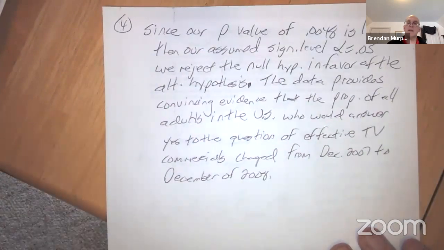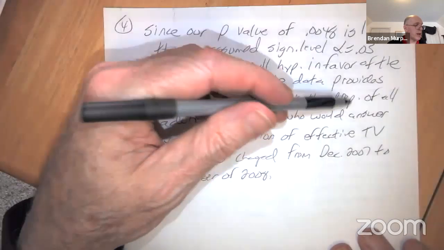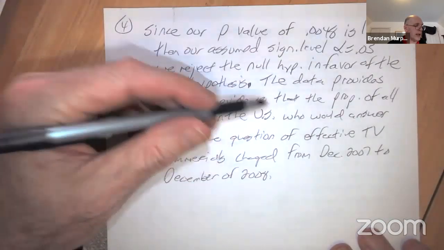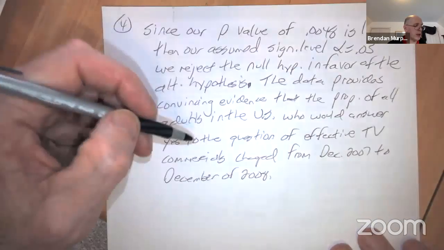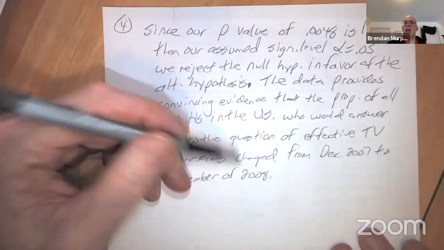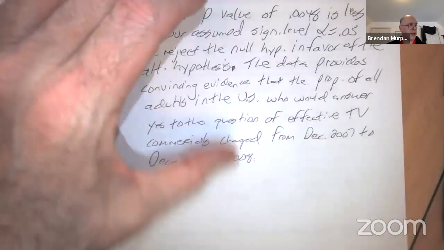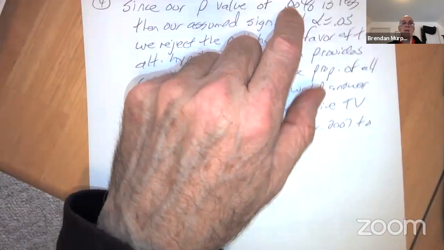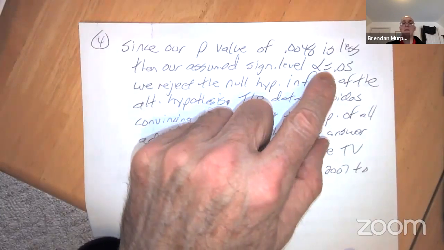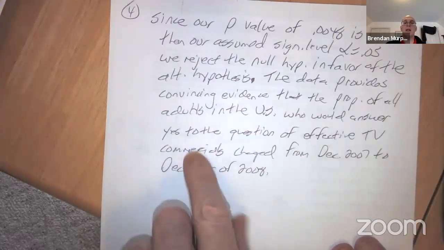But there's no context, and I really have to make a decision as it relates to this problem in that original quote. The data provides convincing evidence that the proportion of all adults in the US who would have said yes to the question of effective TV commercials changed from December 2007 to December of 2008. Again, lots of ways to say that correctly, but I need to get in there my p-value. I need to link that to my significance level. I need to make some decision. I either reject or fail to reject. And then I want some conclusion and context here.